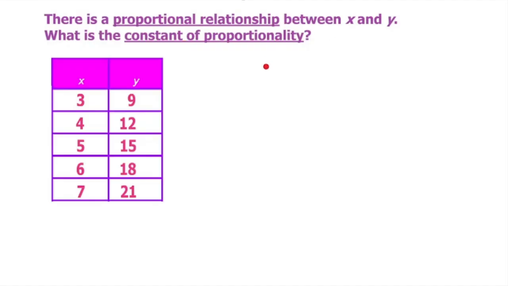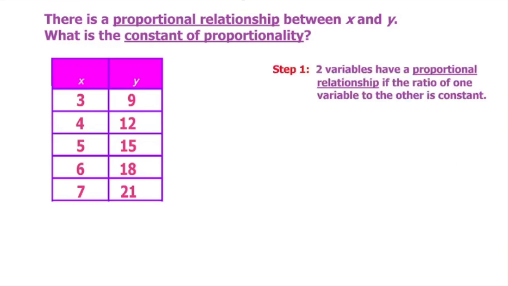So we know that there's a relationship between x and y. We were told this in the question. And here's our table of values. Here's x and here's y. So the first step, and I'll go through each step, so make sure you stick around for all the steps. Two variables have a proportional relationship if the ratio of one variable to the other is constant.